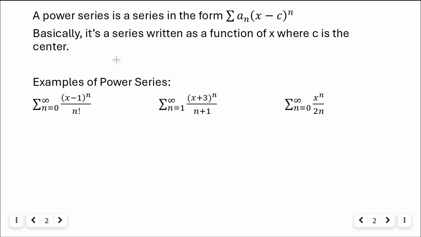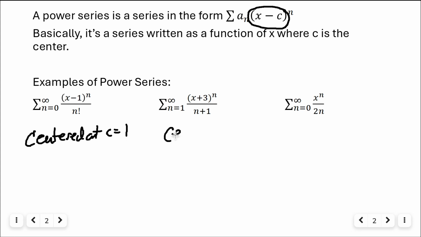Okay, so now, here's three examples of power series. Let's talk about the center. So again, the center is written inside with x. It's being added or subtracted. So if it's x minus 1, this power series is centered at c equals 1.